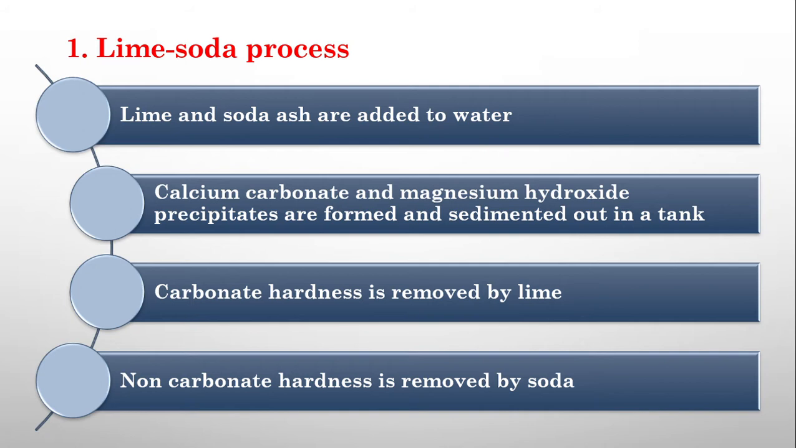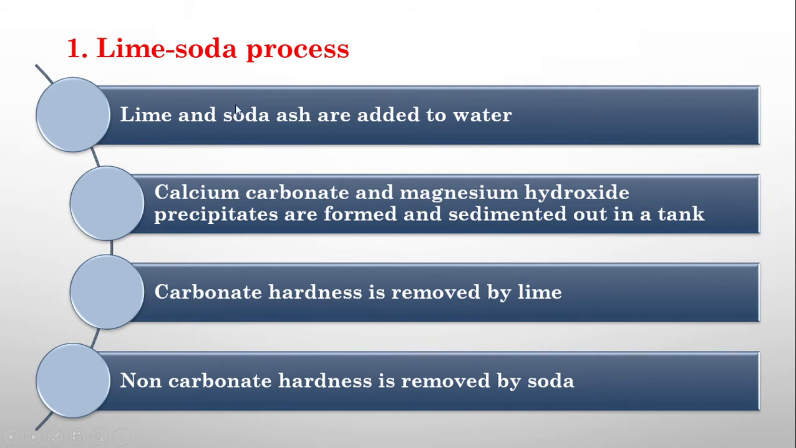Okay, but for removing permanent hardness, only lime cannot do anything. Lime along with soda ash, if we are giving into the hard water, it can remove the hardness of water, permanent hardness of water. So lime plus soda ash is added to water for removing the permanent hardness. So that is a process.